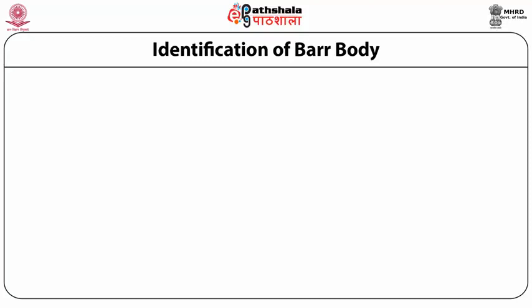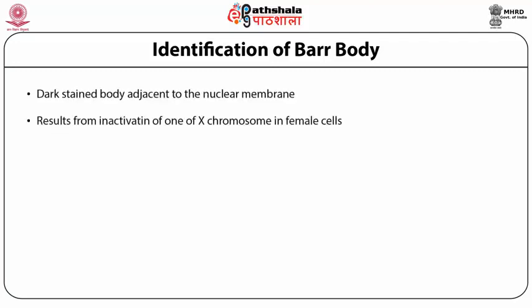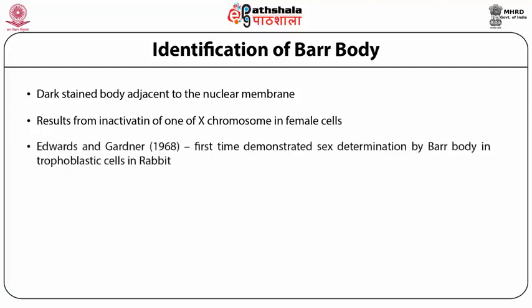Identification of the Barr body also serves as an important marker of sex. Barr body is a heterochromatin. In case of female, one X chromosome becomes inactive and it becomes a dark stained body adjacent to the nuclear membrane. Barr body will only be present in the female embryo. It was Edwards and Gardner in 1968 who for the first time demonstrated sexing by Barr body in the trophoblastic cell in rabbit. So on the basis of presence or absence of Barr body, sexing can be done.